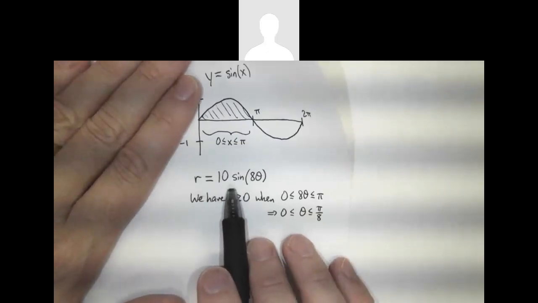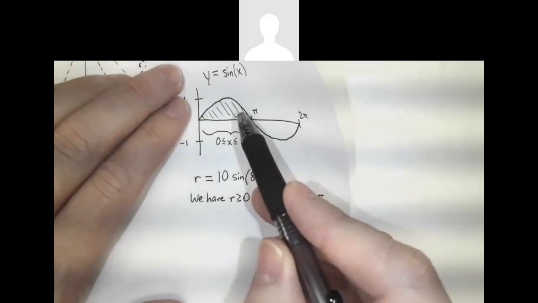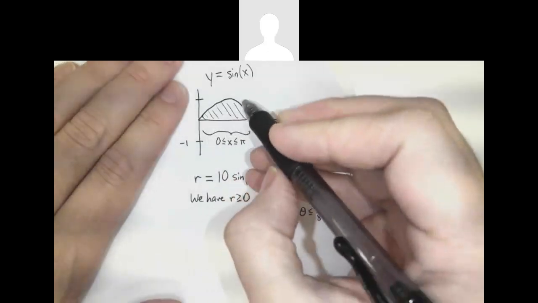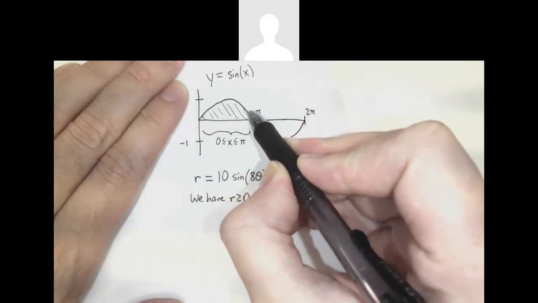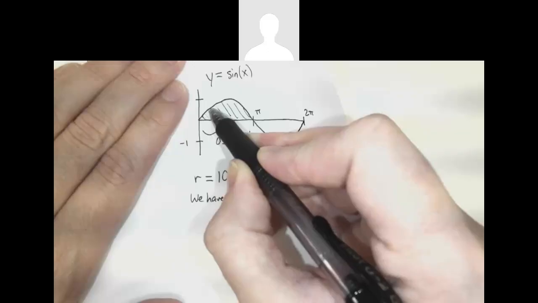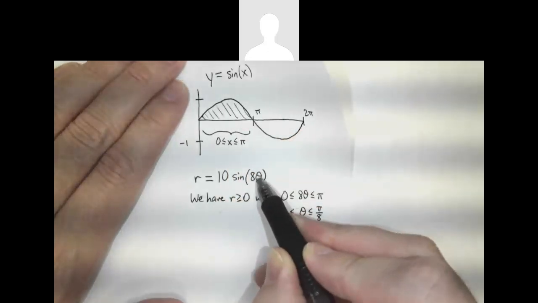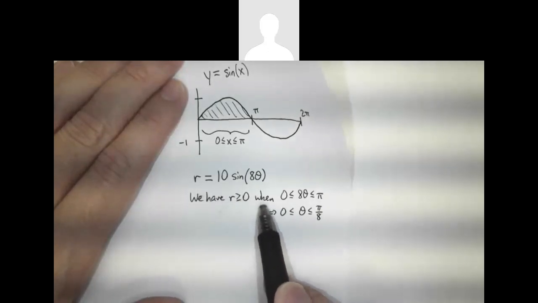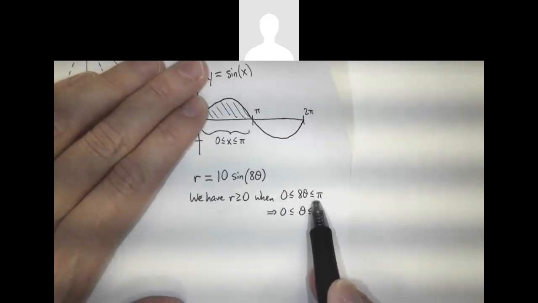So when we look at our function of theta now, 10 sine of 8 theta, that will do kind of the same thing, except in polar coordinates it gets wrapped around a bit differently. But still, it will be positive. This radius will be positive when the inside of the sine, the 8 theta, goes between 0 and pi. So that radius, the distance from the origin, will be non-negative when the 8 theta goes between 0 and pi.